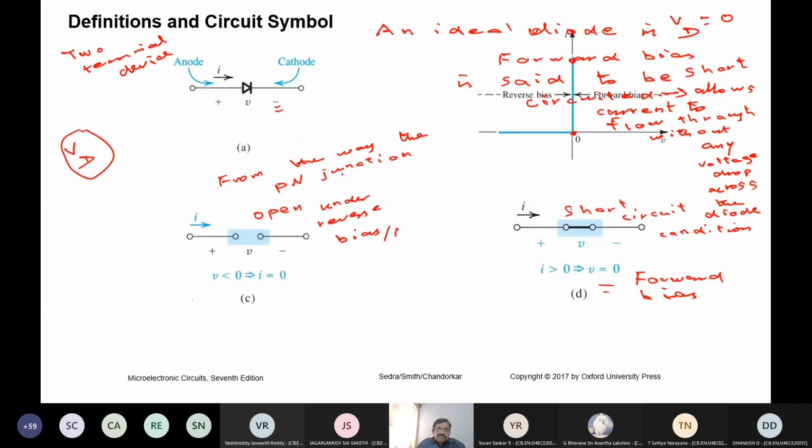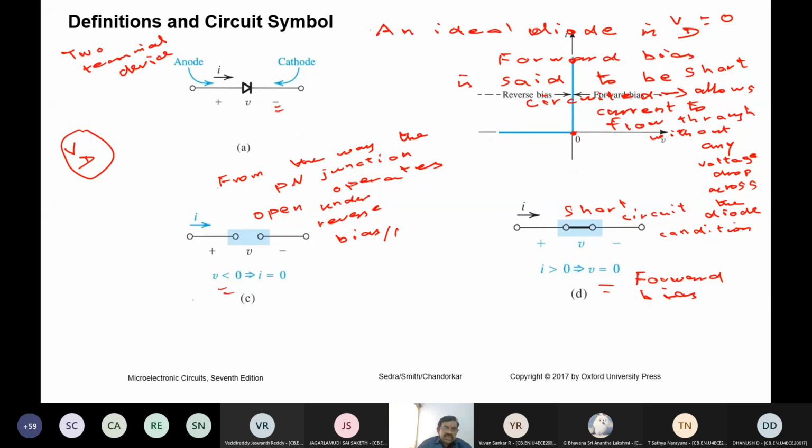When the diode is open under reverse bias, there will be some voltage appearing across it. All the reverse bias voltage will appear across it because the circuit is not complete, it is open. And there won't be any current flowing through the diode; it simply refuses to allow any current to flow through the circuit. Then we say that the diode is under open condition.